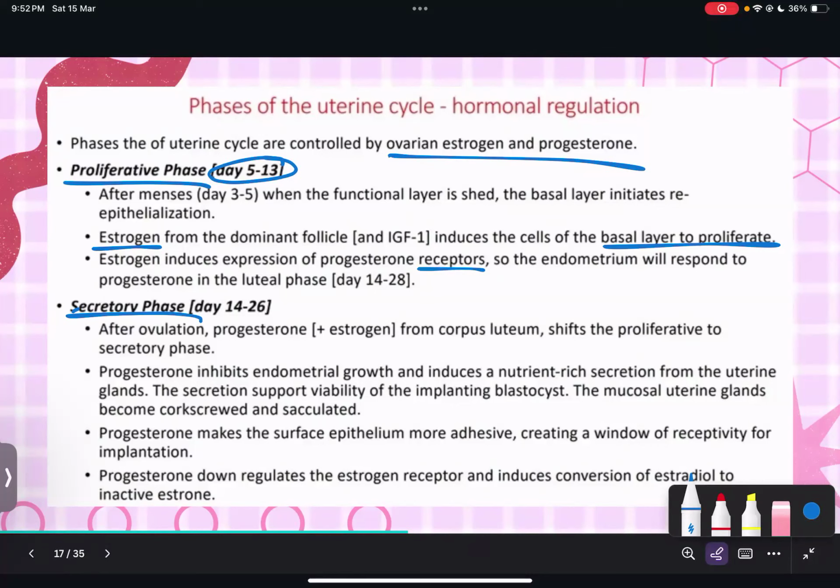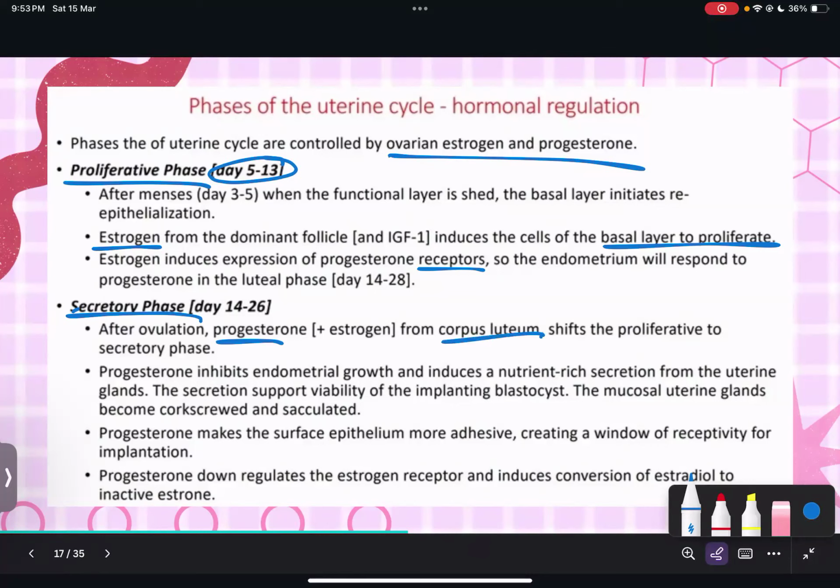Okay, this is important because after the estrogen falls down, when the luteal phase starts, there will be progesterone, right? If there is no increased expression of the progesterone receptors before that starts, they won't respond to the increased progesterone levels. Okay, so that they even proliferate more, and then the secretory phase starts. The secretory phase starts, we said, with progesterone from the corpus luteum.